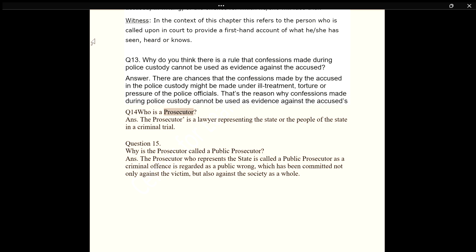Q14. Who is a prosecutor? Ans. The prosecutor is a lawyer representing the state or the people of the state in a criminal trial.